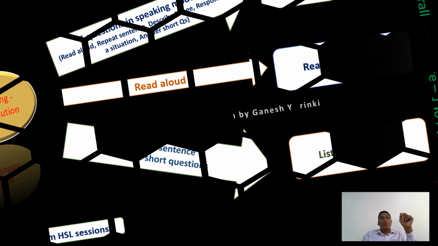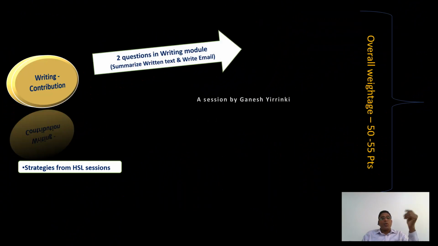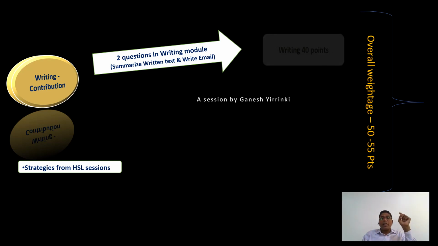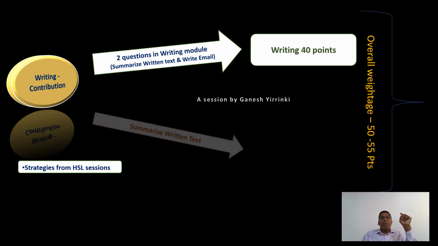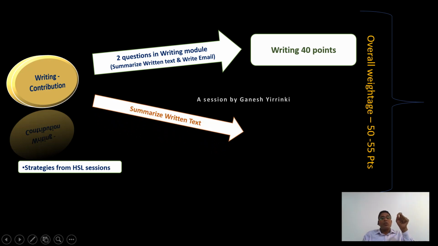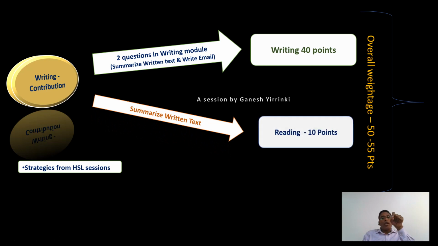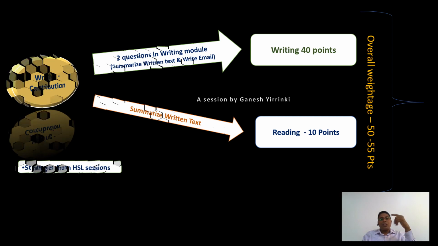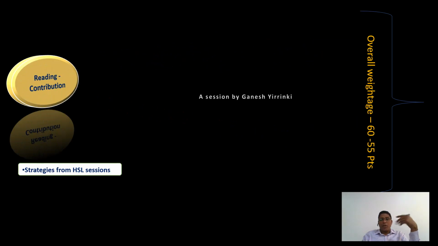And then we have the writing module. In the writing module, as I said, there are 2 questions only, and your performance in these 2 question items can give you around 40 points. But your performance in summarize written text question can carry contribution to reading score also. If you do it right, you'll get contribution to reading module, which you'll understand as part of our strategies in the classroom sessions, live interactive or recorded sessions.